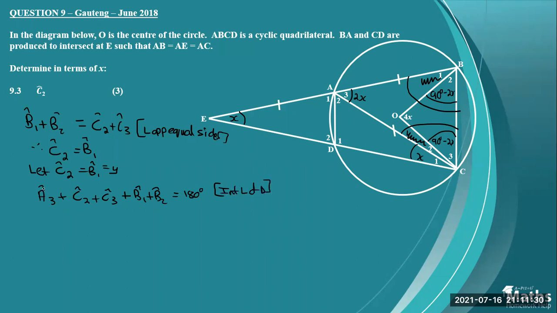Now let's fill in. A3 was 2x. C2 is a squiggle, so we made it a y. C3 is 90 degrees minus 2x. B1 is a y, and B2 is 90 degrees minus 2x. 90 plus 90 is 180, and there's a 180, so that will fall away. 2x minus 2x will be gone. So we only sit there with a minus 2x is equal to 0, and there's a y plus y, which is 2y.